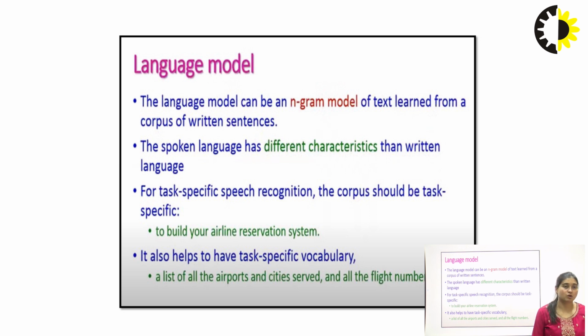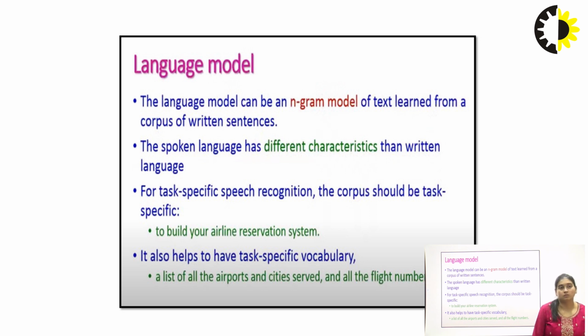Last is the language model. A language model can be an n-gram model. We have studied what an n-gram model is, and a language model is quite similar to it, or it can be a model of the text learned from a corpus of written sentences. Spoken language has different characteristics than written language, and for task-specific speech recognition, the corpus should be task specific. For example, to build an airline reservation system.